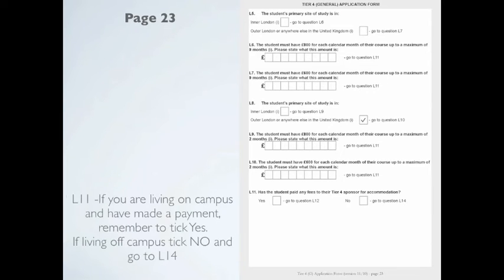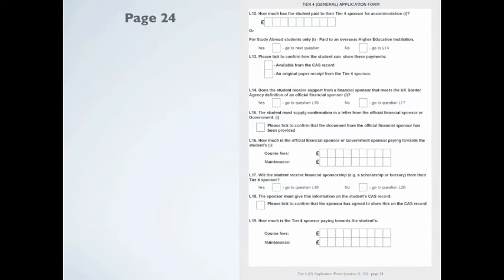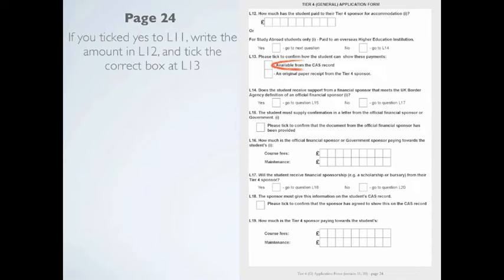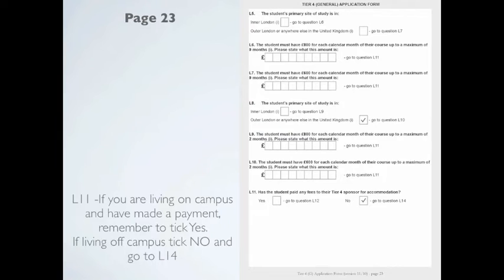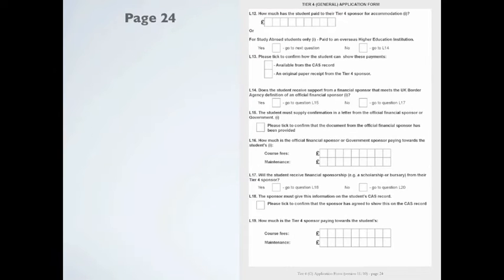L11. If you will be living on campus for the period for which you are applying for the new visa, and if you have already made a payment for this accommodation to the university, please tick yes, and then write the amount you have paid so far in the box at L12. Tick the correct box at L13. If you will be living off campus, please tick no at L11 and go to L14.